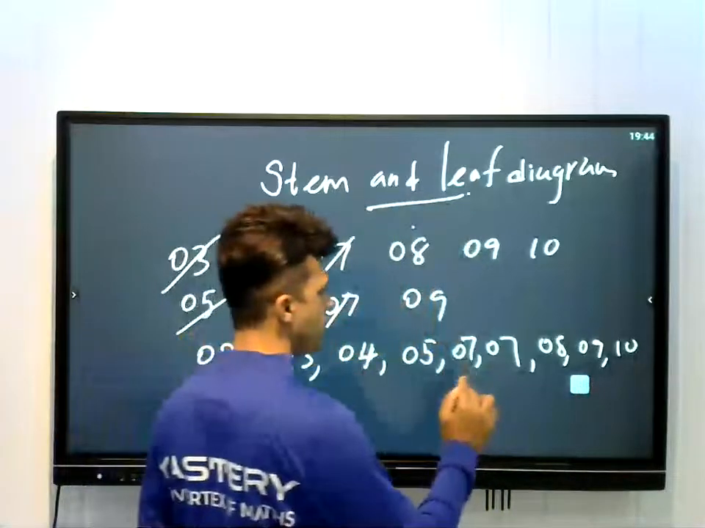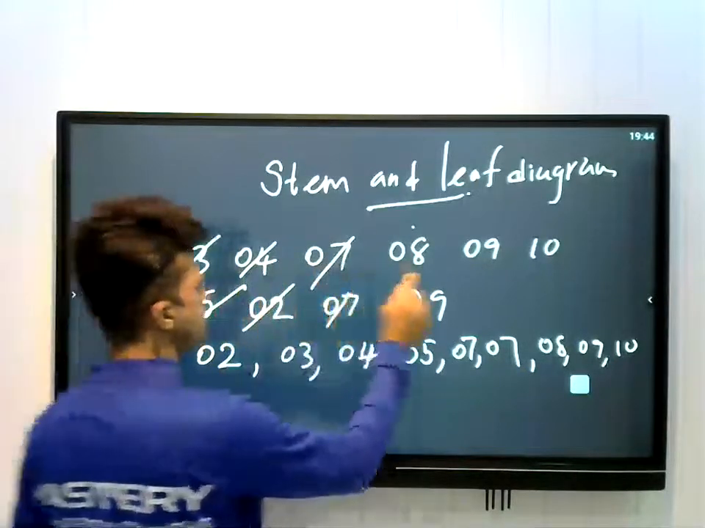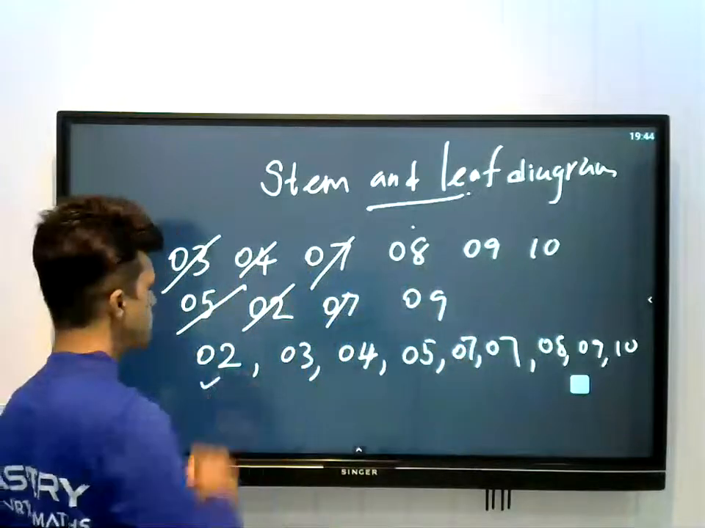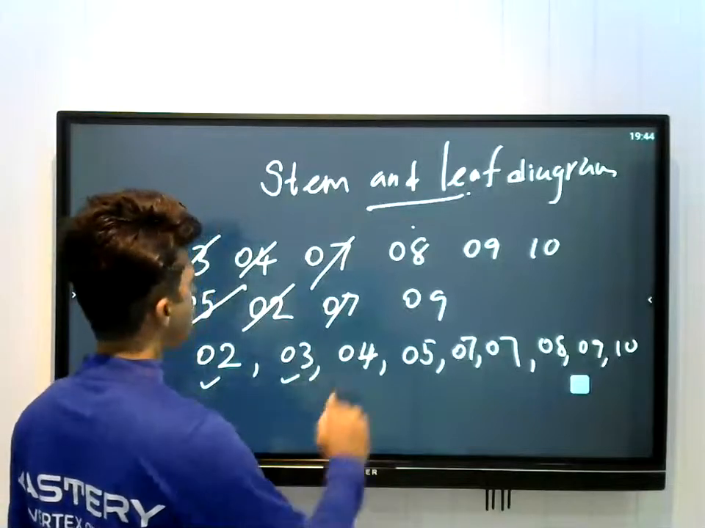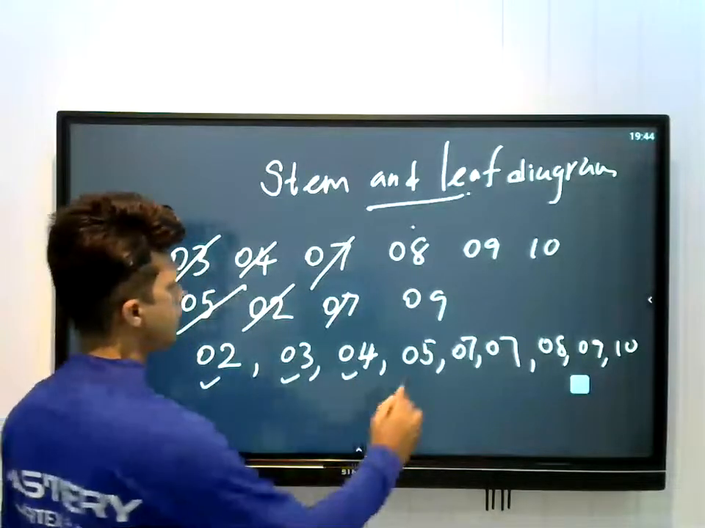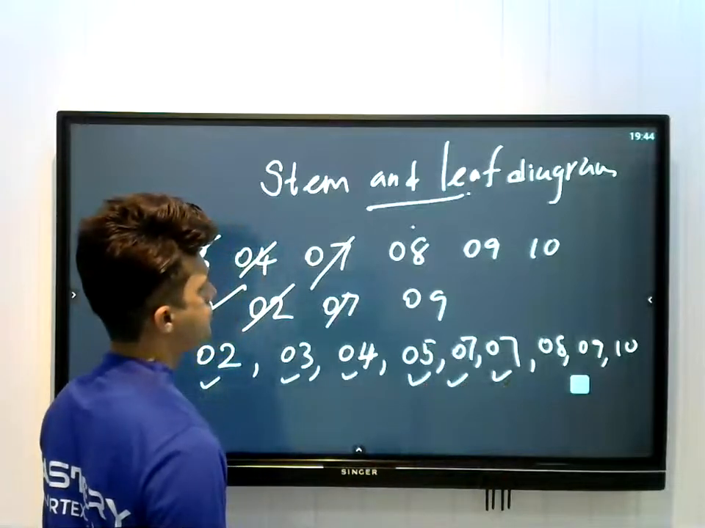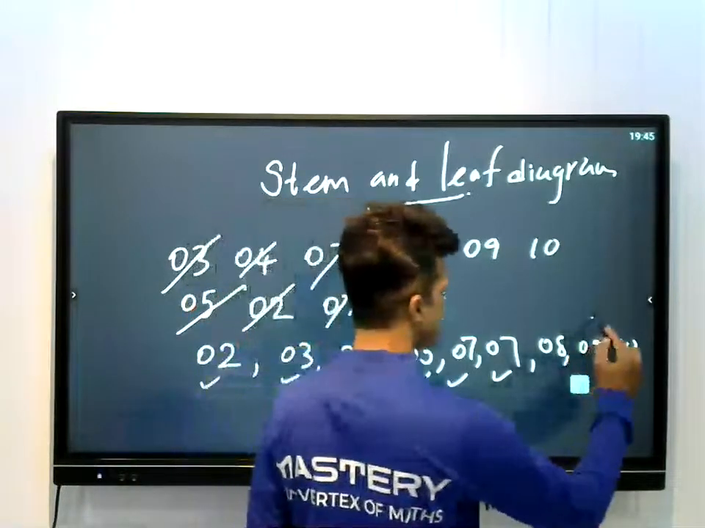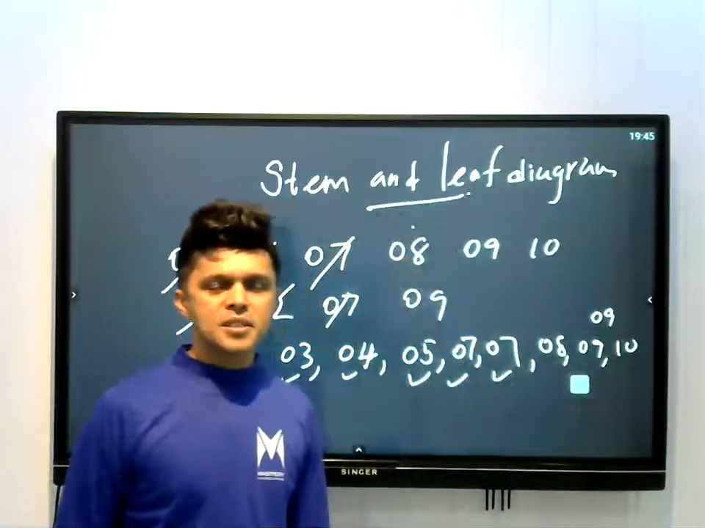1, 2, 3, 4, 5, 6, 7, 8, 9, 10. I have written 02, that's okay, 03, 04, 05, then 07, 07, 07. I have not written 09. So there are 10 students.